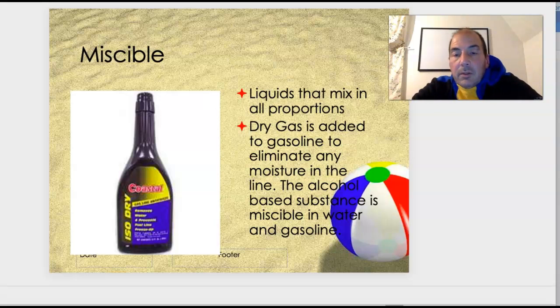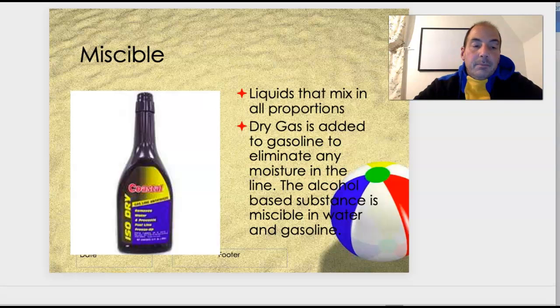A couple other terms. Miscible. Miscible has to do with liquids dissolving in liquids. So alcohol and water, they are miscible, meaning that you could dissolve almost any proportion of water and alcohol together. That's what miscible means.